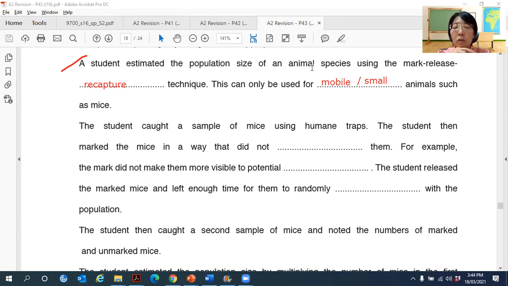Usually you remember the ones I've shown you: birds, lizards, and fish. Cow is a different thing. The mark there is for the farmers to identify different individuals. So that was not mark release recapture. Next. The student caught a sample of mice using humane traps. Humane trap means it doesn't cause harm to the animals. The student marked the mice in a way that did not dash them. What is dash them, Jessamine?